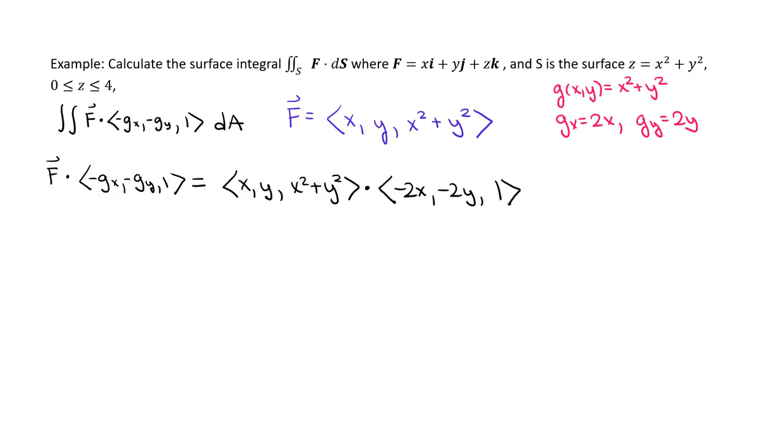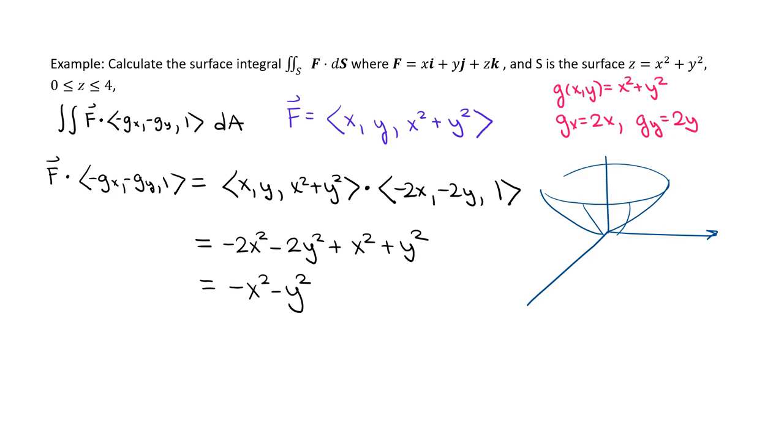I have my gx and my gy, and so that means I have to compute F, my vector field, dotted with negative 2x, negative 2y, comma 1. That's basically a normal vector that's oriented upward. So I'm going to find my dot product. I get negative 2x squared minus 2y squared plus x squared plus y squared. I'm going to combine like terms. So I've got negative x squared minus y squared. So that's the quantity that I'm going to be integrating.